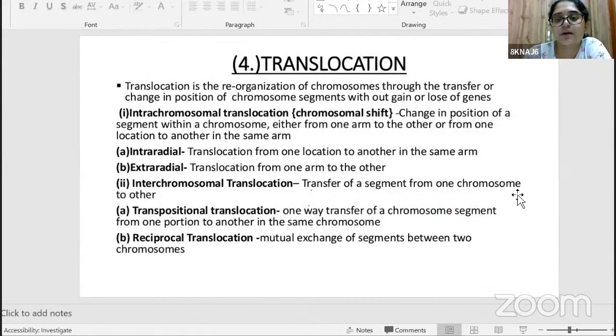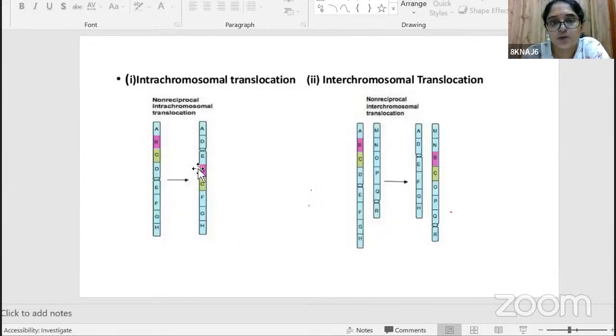Interchromosomal is a segment from one chromosome moving to another, because chromosomes have loci and gene loci. Transpositional is the transfer of a chromosomal segment to another location in the same chromosome. Reciprocal is the exchange of segments between the two chromosomes. They have given the same examples, and interchromosomal is also given basically.